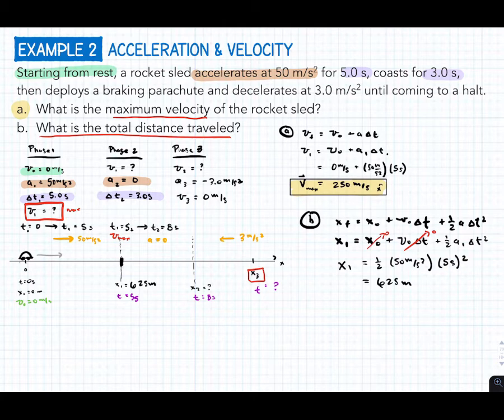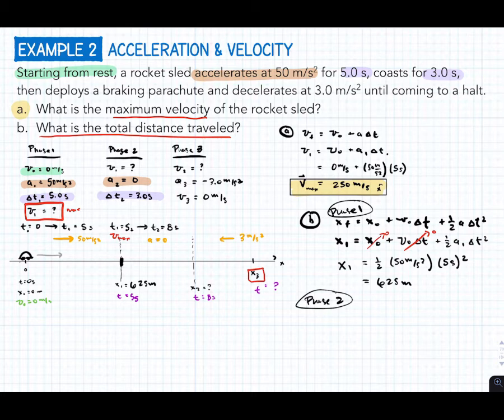Okay, what's next? This is just phase 1. So now we want to do phase 2. So we start at 625 now. So we need to figure out what happens between 5 and 8 seconds. Okay, do we have acceleration? What is it? 0. Okay, so we have 0 acceleration. We know our initial velocity for this period. So this one's actually pretty simple.